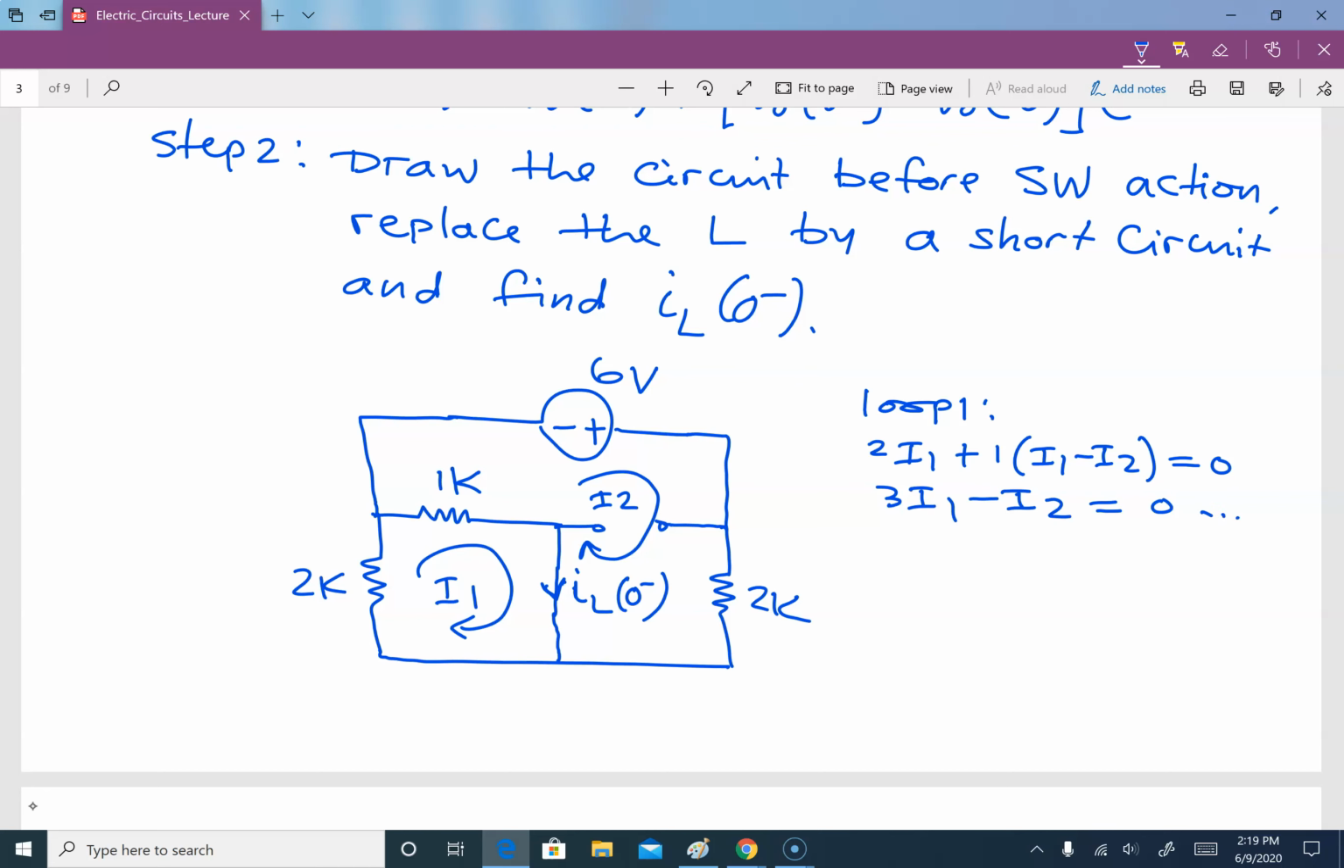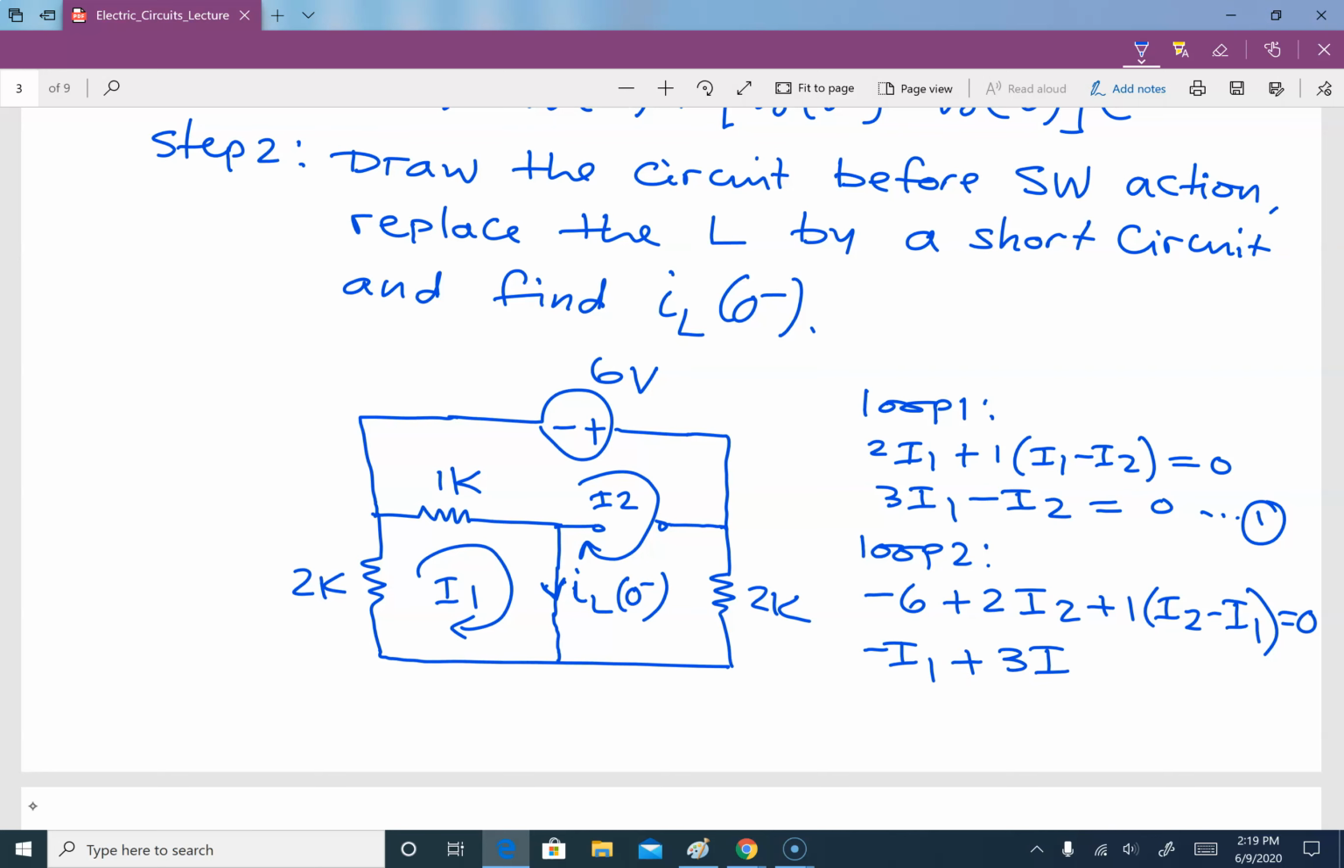This is, let's say, our first equation. The second equation for loop 2, we have here for loop 2: negative 6 plus 2 I2 plus 1 I2 minus I1 is equal to 0. Then we will have negative I1 plus 3 I2 is equal to 6.